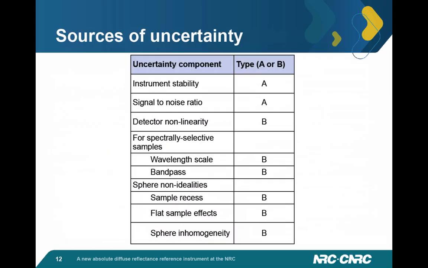It's also helpful to keep in mind what the common sources of uncertainty are in this type of measurement. You would see the usual suspects, things like instrument stability, signal-to-noise ratio, and detector nonlinearity. For spectrally selective samples, we tend to worry about wavelength scale and bandpass effects. And then finally, there's a class of uncertainties that I'll call sphere non-idealities. These are basically any factor that's going to make our real integrating sphere in our lab differ from the idealized case. This includes things like sample recess, flat sample effects, and sphere homogeneity.